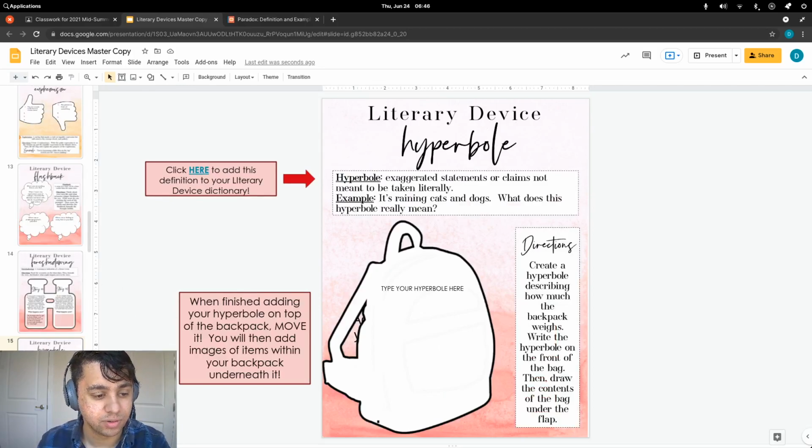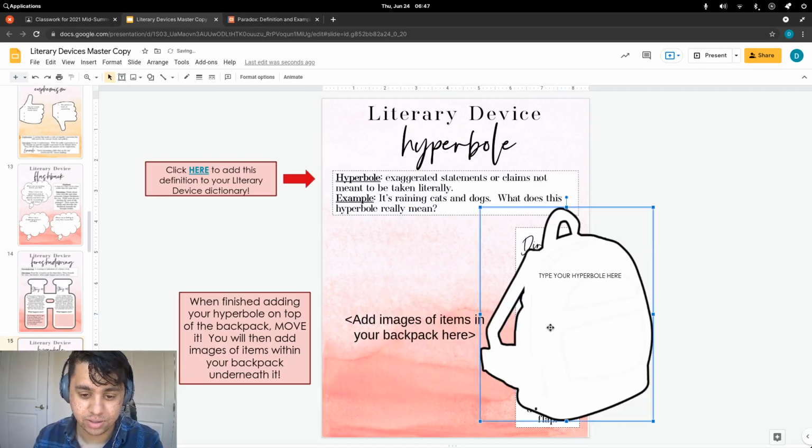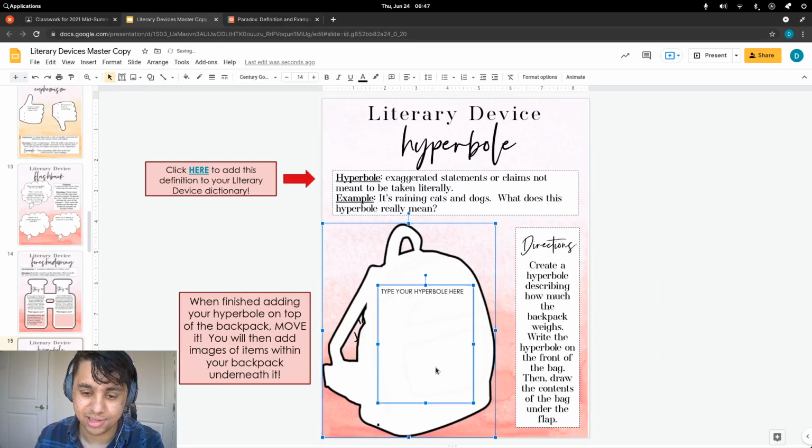All right, so moving on from there, we're going to talk about hyperbole. So hyperbole, again, it's an exaggerated statement or claims that are not meant to be taken literally. Now, I believe we covered this just a little bit together, but in case we did not, let's look at this. So directions: create hyperbole describing how much the backpack weighs. Write the hyperbole on the front of the bag, then draw the contents of the bag under the flap. So that means move that and add images to the backpack. I'm actually not concerned about you adding images. Don't worry about that. It's kind of a waste of time.